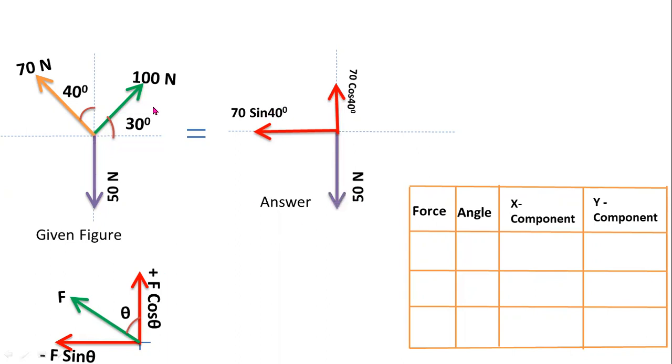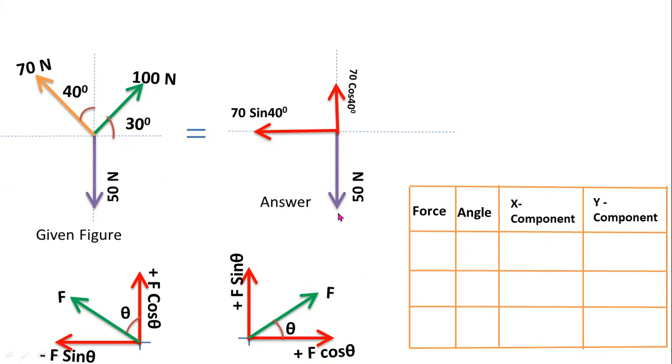Now I am converting this 100 newton force into two forces, that is the x-axis and y-axis. This 100 newton force lies in the first quadrant. So from this equation, you have to identify the x component and y component. This is the x component, this is the y component. This is the angle. Here angle theta equals 30 degrees and force F equals 100 newtons.